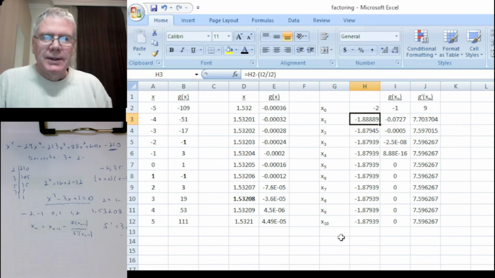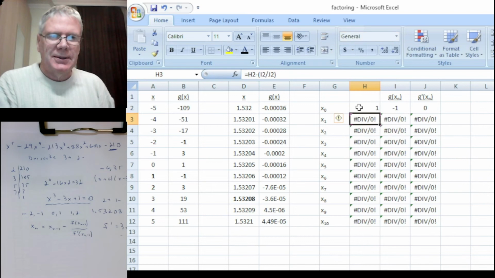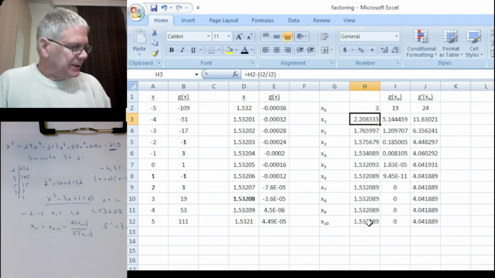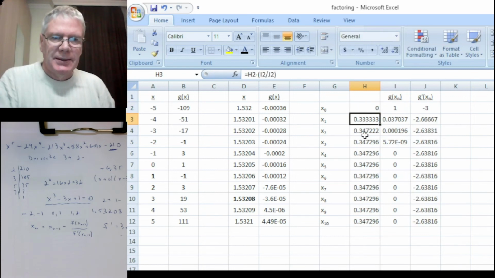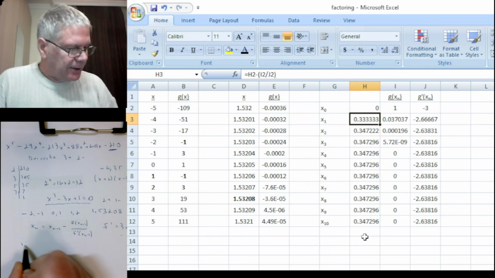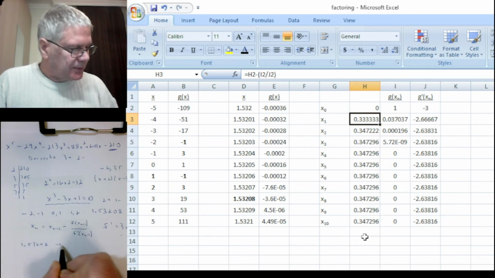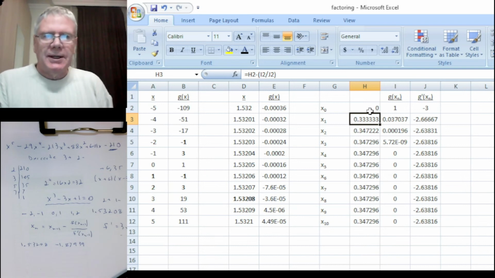And let's see, we're looking for another positive one. So let's try another positive number. Let's try starting with 1, which I got 0. Let's try starting with 3. Let's try starting with 0. Okay, here's another positive root. So I have 1.53208 and -1.87939. And you can just try different starting values.